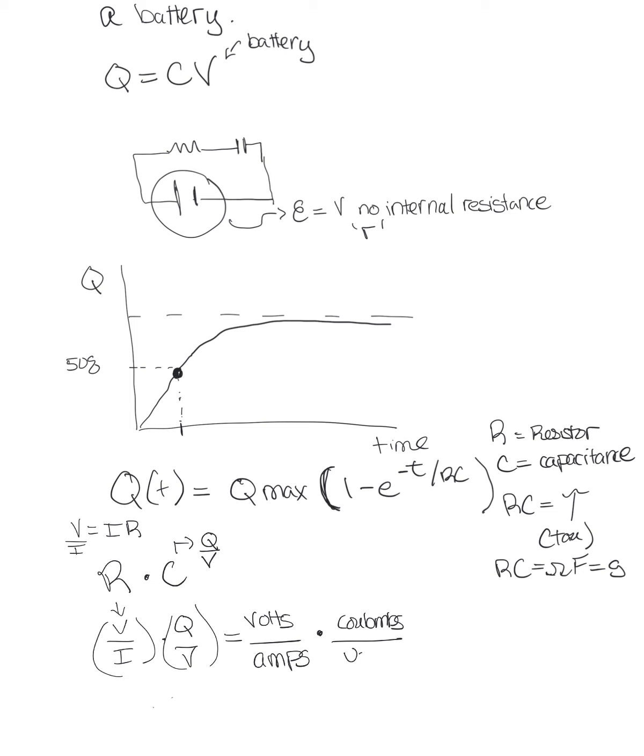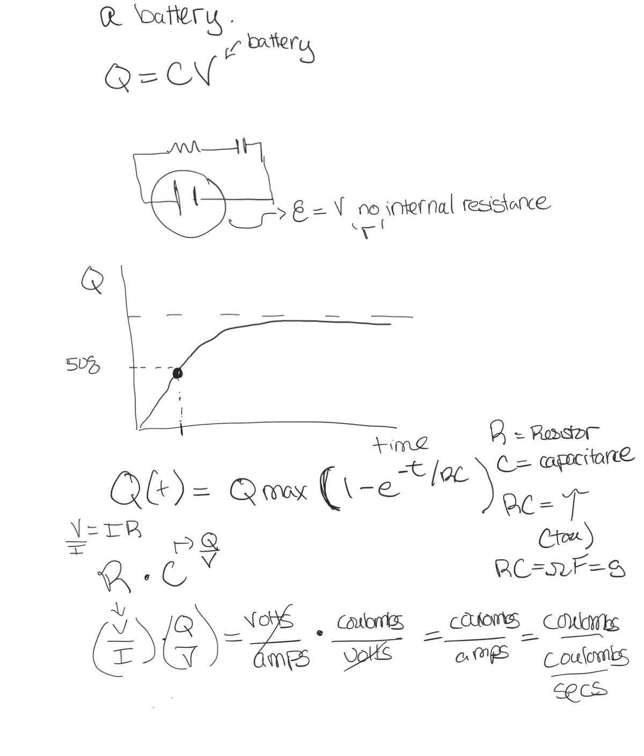And then V is still in volts. So then we see that these volts will cancel, and then we have coulombs divided by amps. And amps is just coulombs divided by seconds. We have coulombs right here.